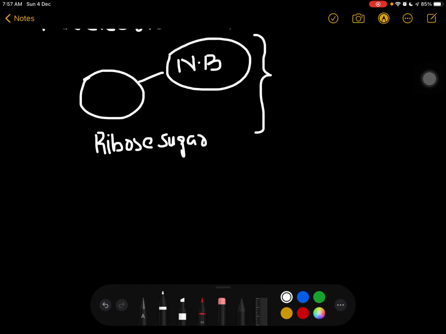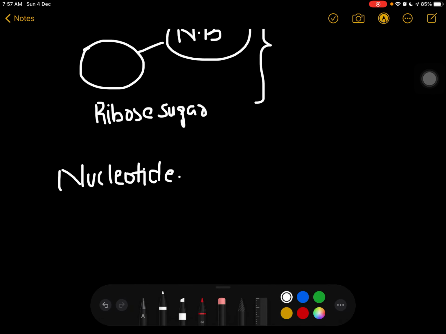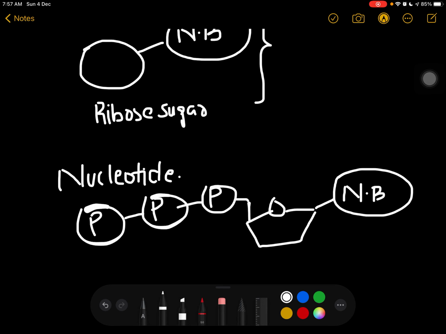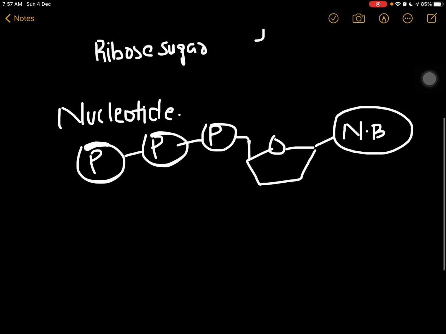Now, what is nucleotide basically? When with this ribose sugar, here is the nitrogenous base, right? Three phosphates are attached. Only phosphates are attached. That is known as nucleotide.